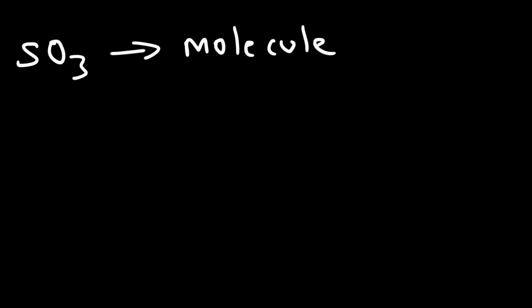sulfur trioxide. How would you describe it? So first, is this substance composed of atoms or molecules? Notice that it's made up of many different atoms. So this is a molecule. Now, because it's composed of different atoms, it's not a pure element, but rather it's a compound. So this is called a molecular compound. It's a compound that consists of molecules.